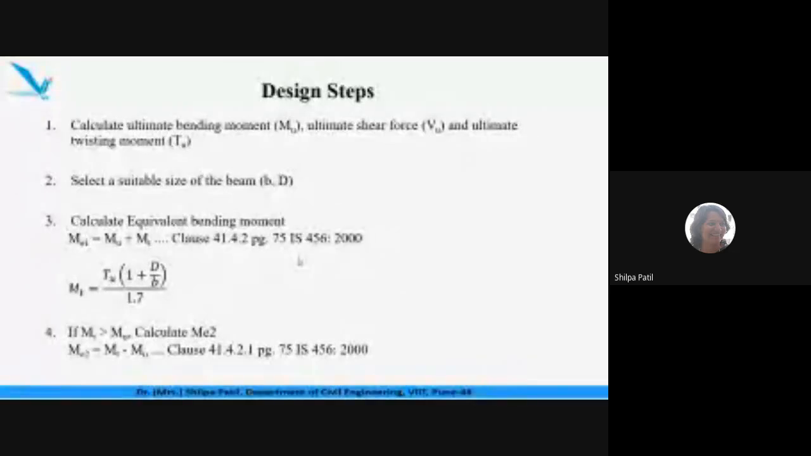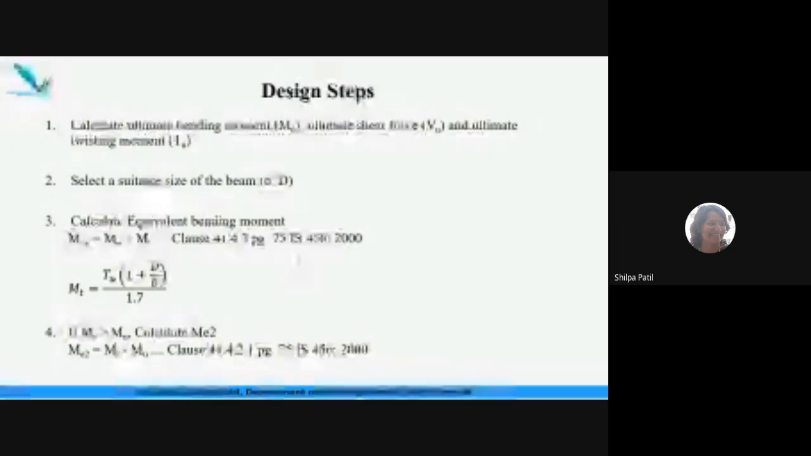Okay, thank you. So in the first step, we have to calculate the ultimate bending moment, shear force, and twisting moment. Then we have to select a suitable size of the beam. As we discussed in the last lecture, when we design a beam subjected to torsional moment in addition to bending moment and shear force, we do not provide any separate steel to take care of this twisting moment. Rather, we calculate the equivalent bending moment and equivalent shear force, and for those equivalent values of bending moment and shear force, we design the beam.